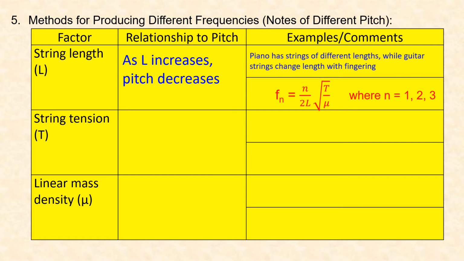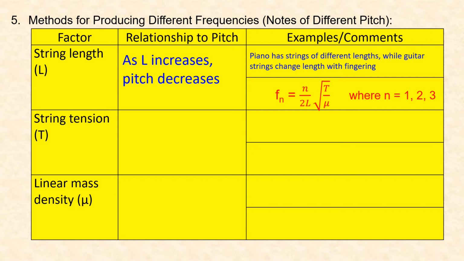So clearly you can see, and we talked about this in a previous slide, that a piano has strings of different lengths in order to produce notes of different pitch, of different frequencies. Now, while the strings have the same length, note that with the guitar, the fingering of the guitar changes the length of the string in order to produce different frequencies.